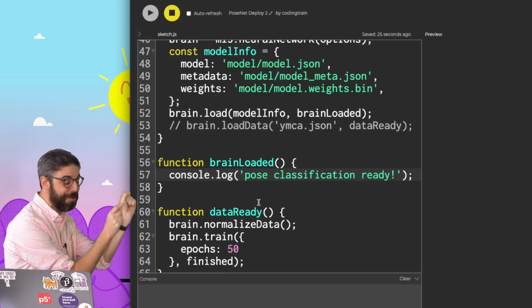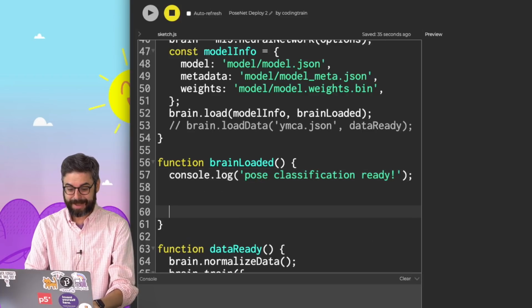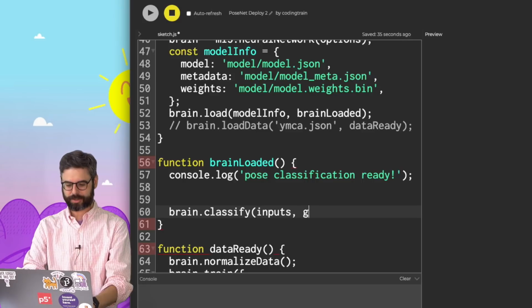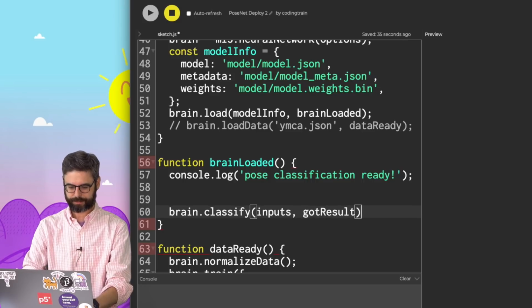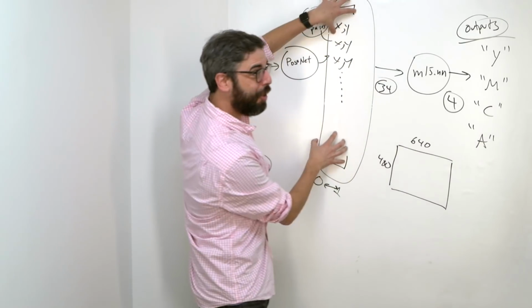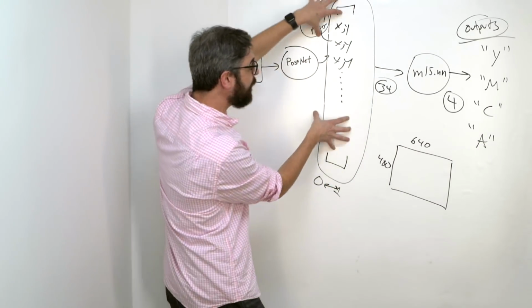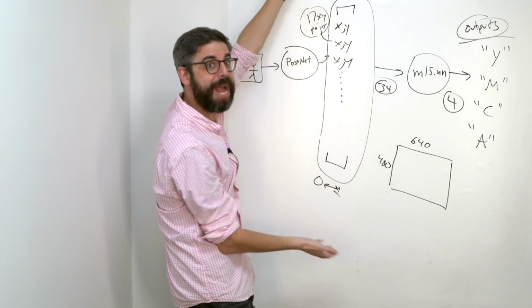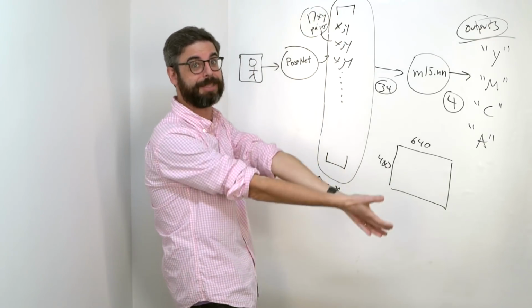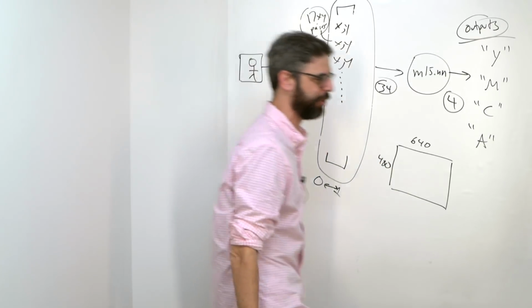Once my brain is loaded, I can actually ask it to classify. So I can say brain.classify inputs, and when you've got a result, call got_result. The question is, what are those inputs? These are those inputs. The same thing I did when I was collecting the training data, grabbing the XY pairs, flattening them into an array. I need to do that for the inputs that I'm sending in when I'm deploying the model and asking it to guess, asking it to do that classification.